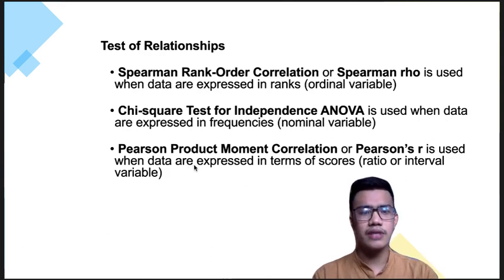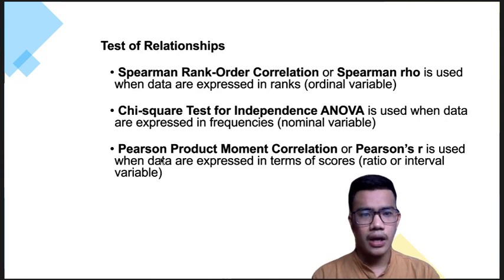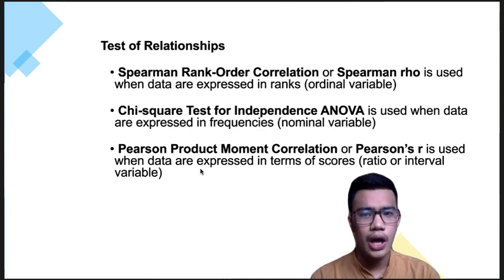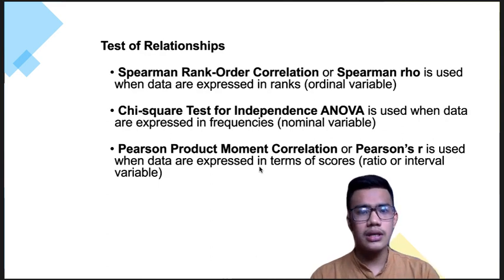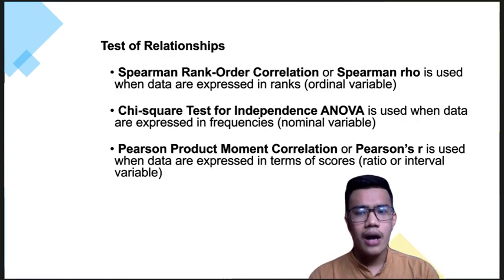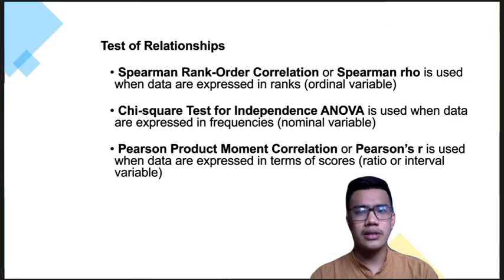If you are to test for significant relationships between your variables with means and standard deviation as your data, when you express your data in form of means and standard deviation, use Pearson's r. So these are the tests of significant differences and the tests for relationships for our inferential research questions.